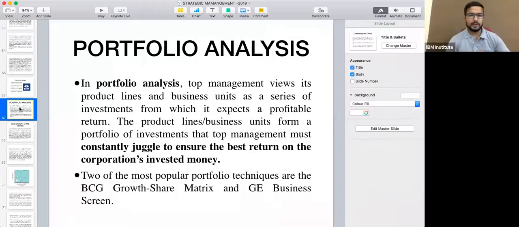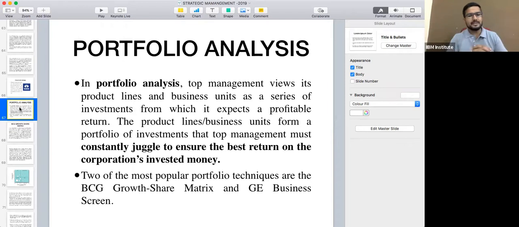This is all about your portfolio analysis. When I was talking about the portfolio analysis, we are discussing the major component where the top management is not restricted to a particular product line, but is concerned with taking decisions about the whole range of products that the company is offering in the market.